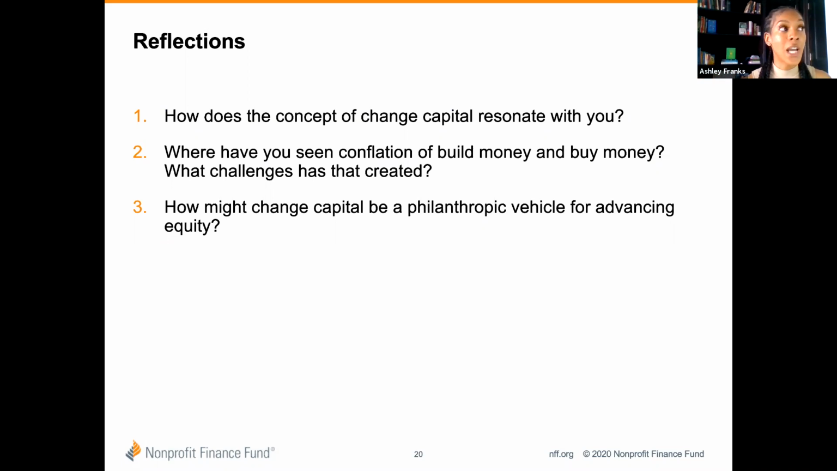I recognize that change capital may be a very new concept to some of you, and you may not have any immediate questions or reflections, but if you do, how does the concept of change capital resonate with you? Have you seen the conflation of build and buy money, and what challenges has that created? And then, if you have the brain space to grapple with the third question, how might change capital be a vehicle for advancing equity?